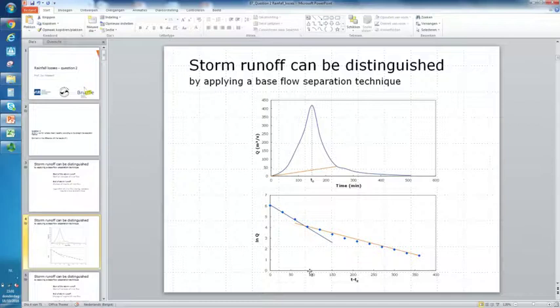Here you see a value of, let's say, about 80. Should be something like that. And indeed, that's correct, because about 80 minutes after the time of peak, we see that we have the end of the base flow, the end of the storm runoff, I'm sorry.